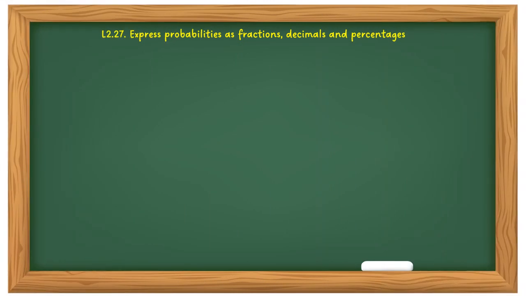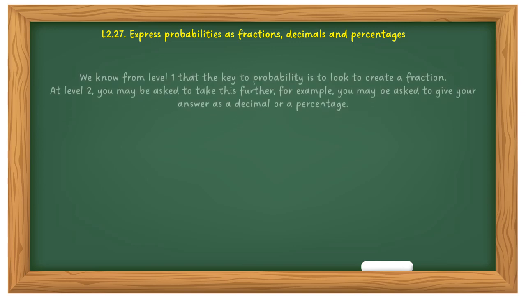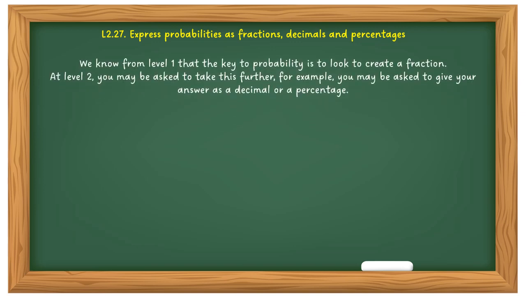Okay, let's go back over expressing probabilities as a fraction, decimal, and percentage. Let's look at the routine. Now we know from level 1 that the key to probability is to look to create a fraction. At level 2 you may be asked to take this a little bit further. For example, you may be asked to give your answer as a decimal or a percentage. It's a straightforward process. It's just a fraction to a decimal into a percentage.